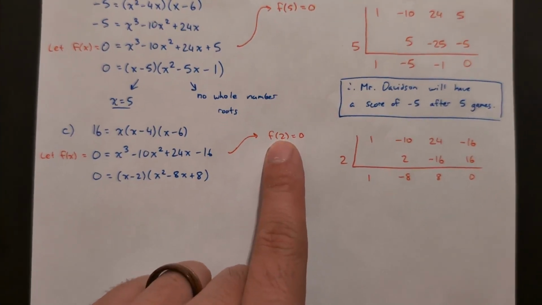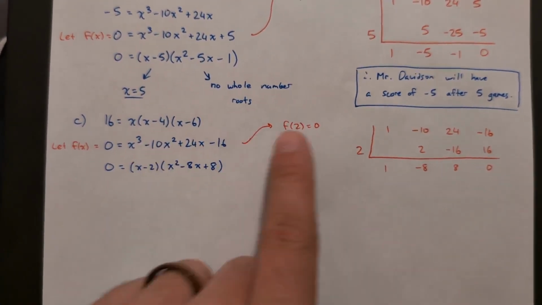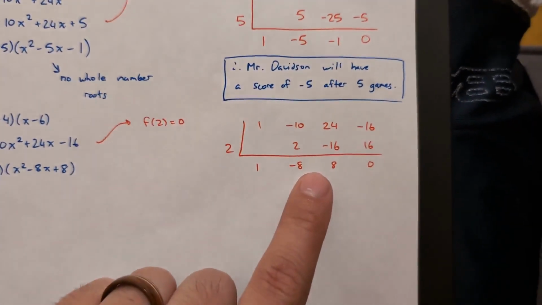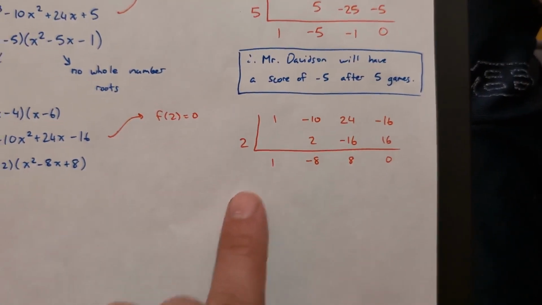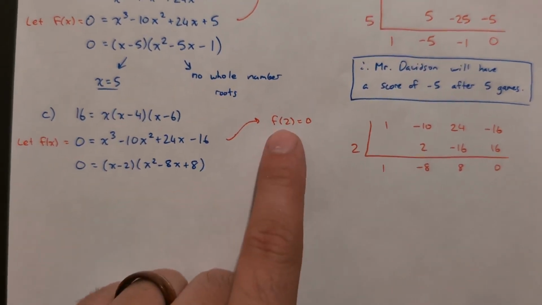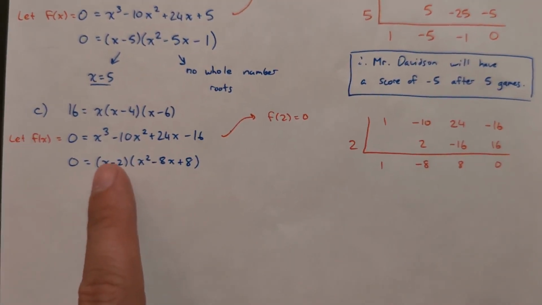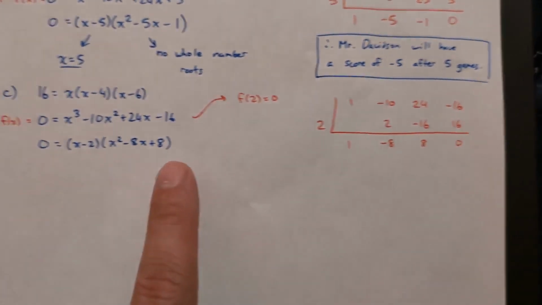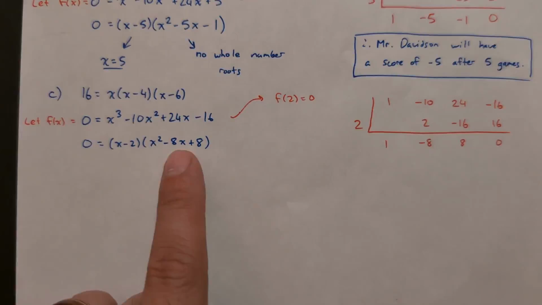Turns out if we try subbing in 2 as a 0, that's going to equal 0. So I've set up the synthetic division here. And once we factor that, we get an x minus 2, because again, that factor needs 2 as a 0, and our x squared minus 8x plus 8 coming from our synthetic division.